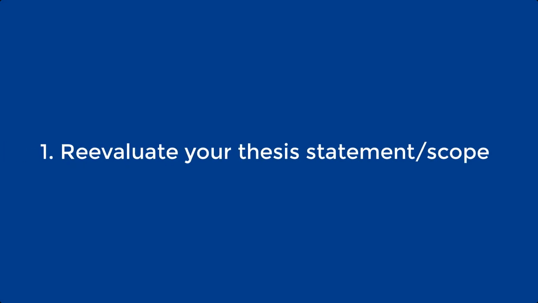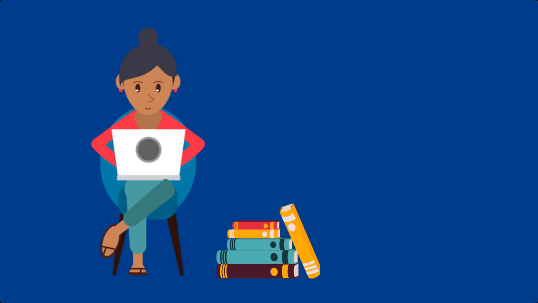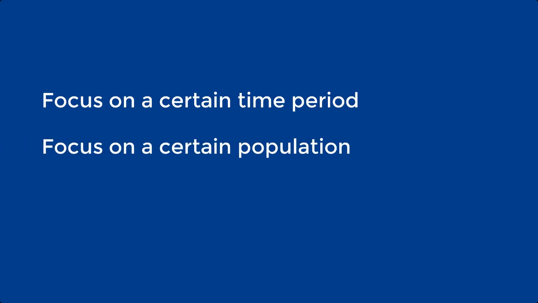1. Re-evaluate your thesis statement or scope. This one might be a little painful. Sometimes our projects get too long because our thesis or scope is just too big. Take a look at your thesis statement with a critical eye. Could you study this inquiry question for an entire semester class? Write a novel about it? A series of novels? Then maybe narrow it down. Use limiters, like a certain time period, a specific population, or a particular genre.